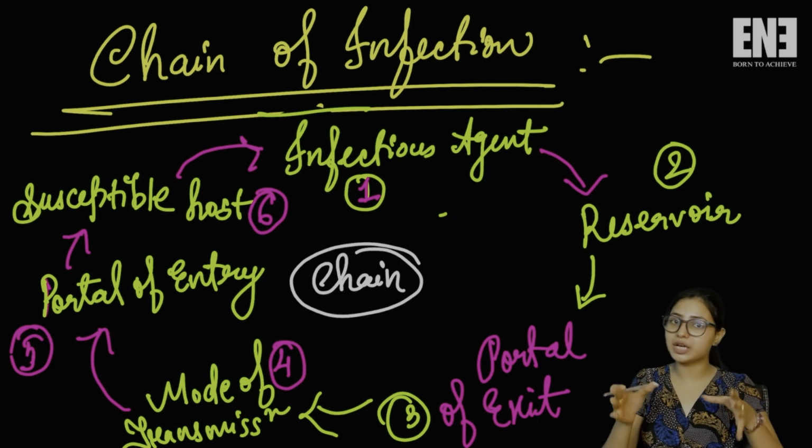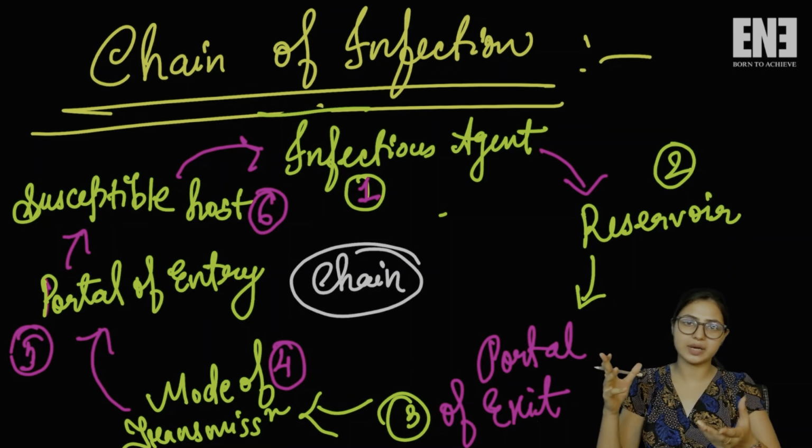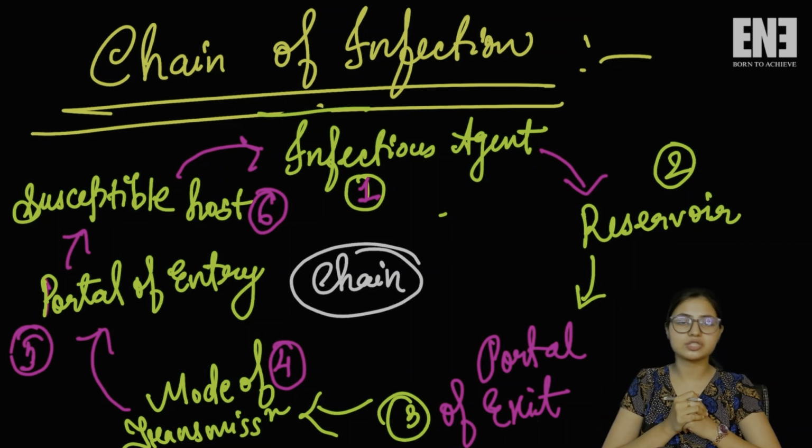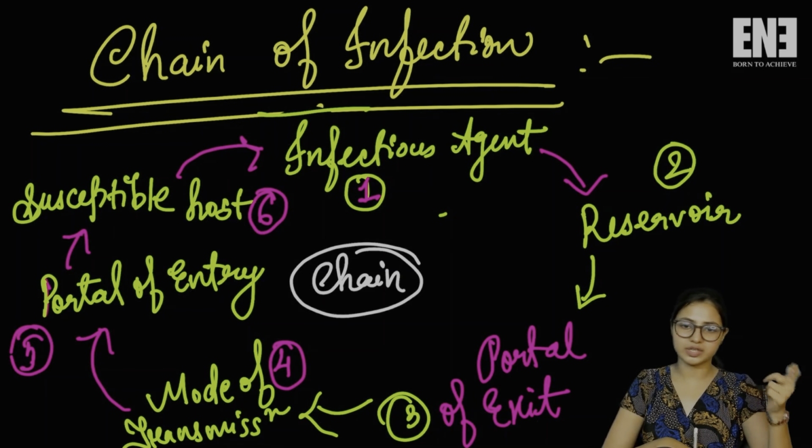Third means it has made you ill, it has done its work, it has multiplied in your body. Okay, you have taken medication, now you're recovering. So the infectious agent will now find its way out of your body. That is the third part, the portal of exit. The agent will take exit from your body. It will go. After taking exit, now it requires a mode to transfer, either in the air, in the water, through contaminated food, or in the food handling methods, if you're not taking proper hand hygiene. That means mode of transmission is the fourth part.